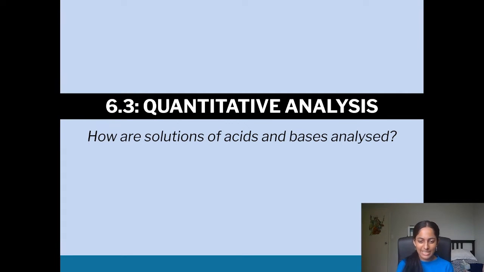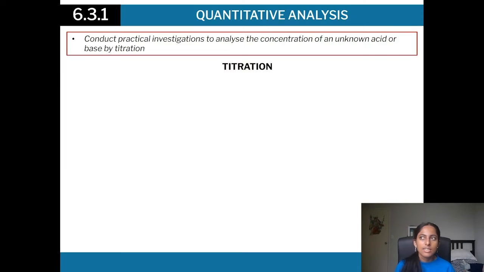Pretty much quantitative analysis. So this is like your, I guess, calculations. There's a few parts to it. There's the titration and then the titration calculations that you have, and then also a bit of Ka and Kb, which is like equilibrium, but for acids and bases.